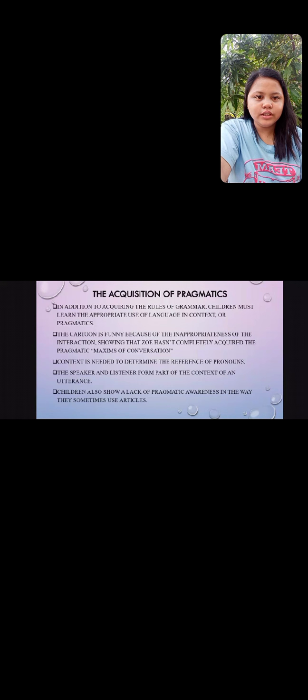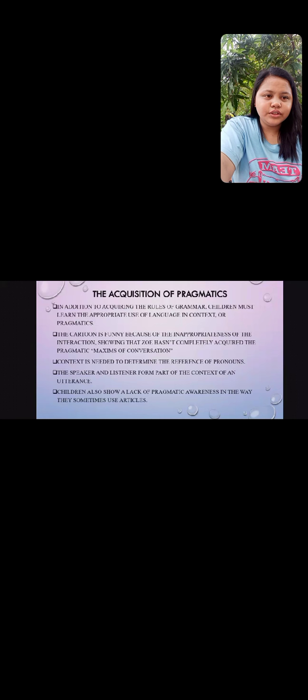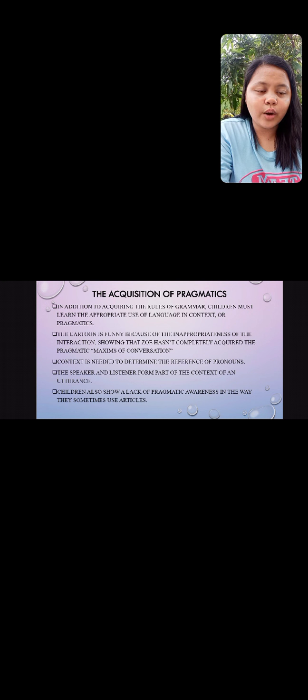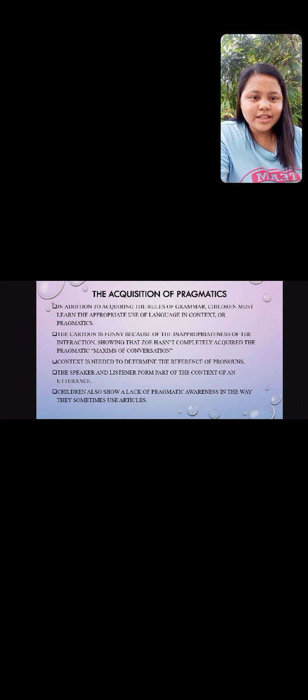So let's proceed to the acquisition of pragmatics. In addition to acquiring the rules of grammar, children must learn the appropriate use of language in context, or pragmatics. So the cartoon is funny because of the inappropriateness of the interaction, showing that Dewey hasn't completely acquired the pragmatic maxims of conversation. Context is needed to determine the reference of pronouns. The speaker and listener form part of the context of an utterance.